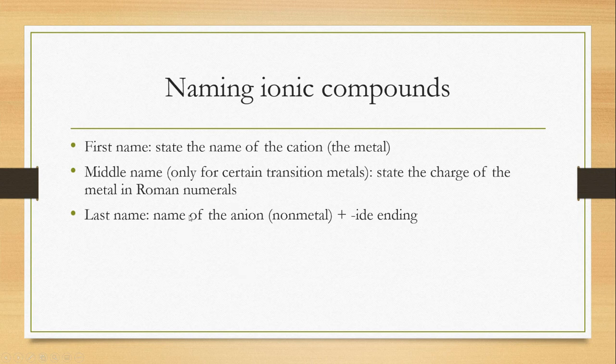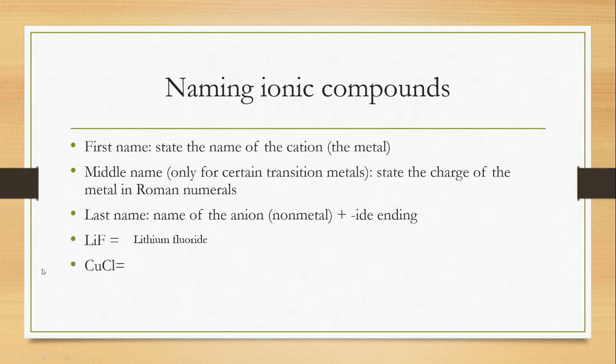The last name will be the name of the anion, which is a nonmetal, with an "ide" ending. So it goes from chlorine to chloride, for example. And I have this here. We have LiF. So our first name is going to be the name of the cation. That's lithium. Lithium is in group 1, so I don't have to worry about a middle name at all. Then we have fluorine. We'll change that to fluoride. We have lithium fluoride.